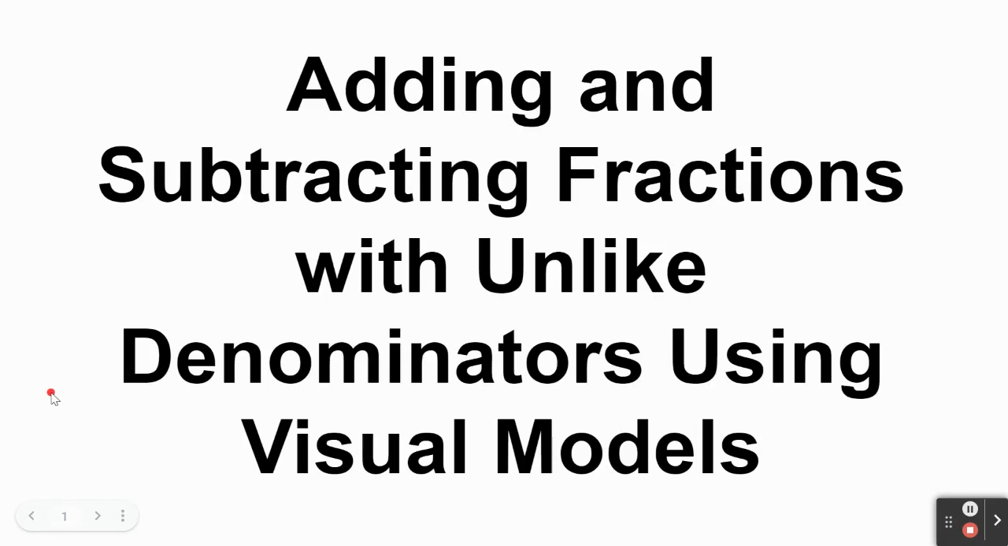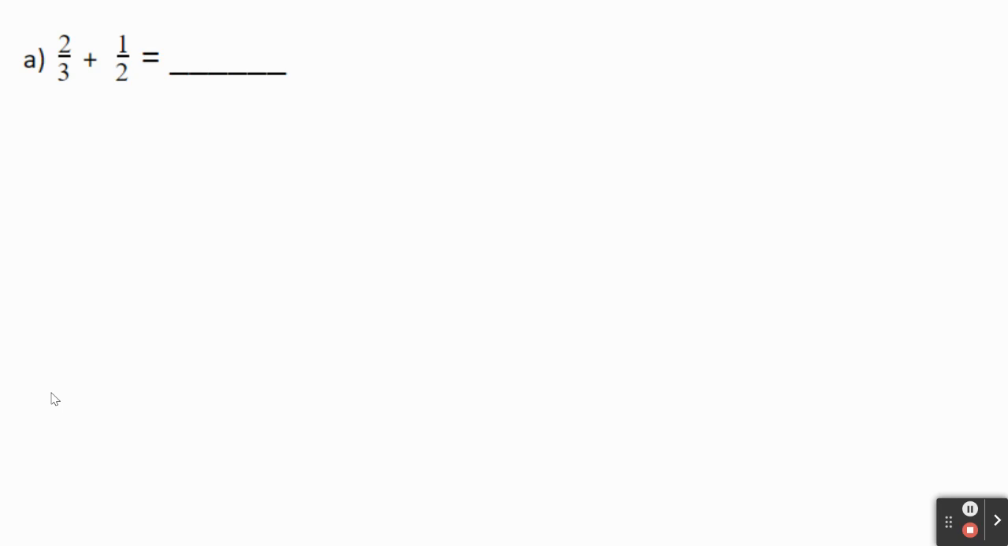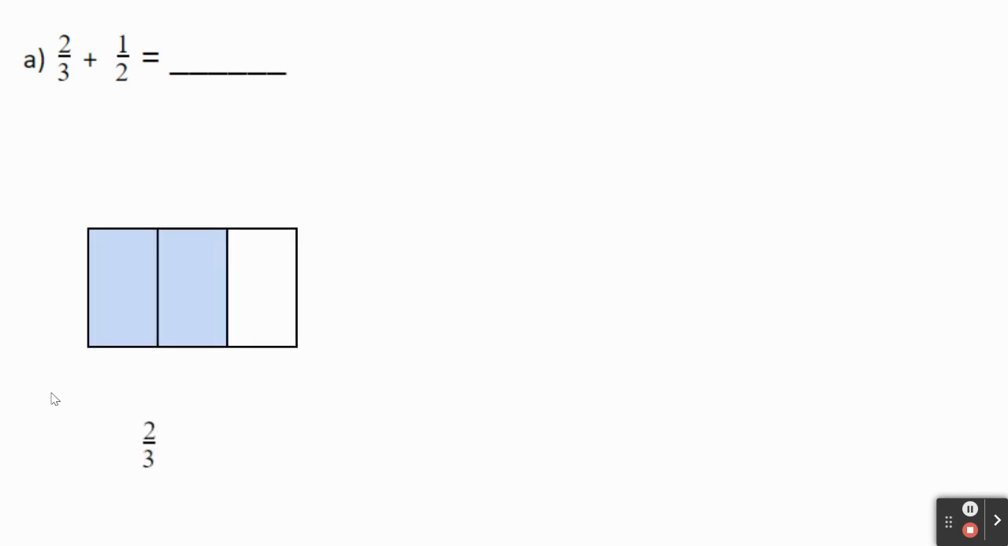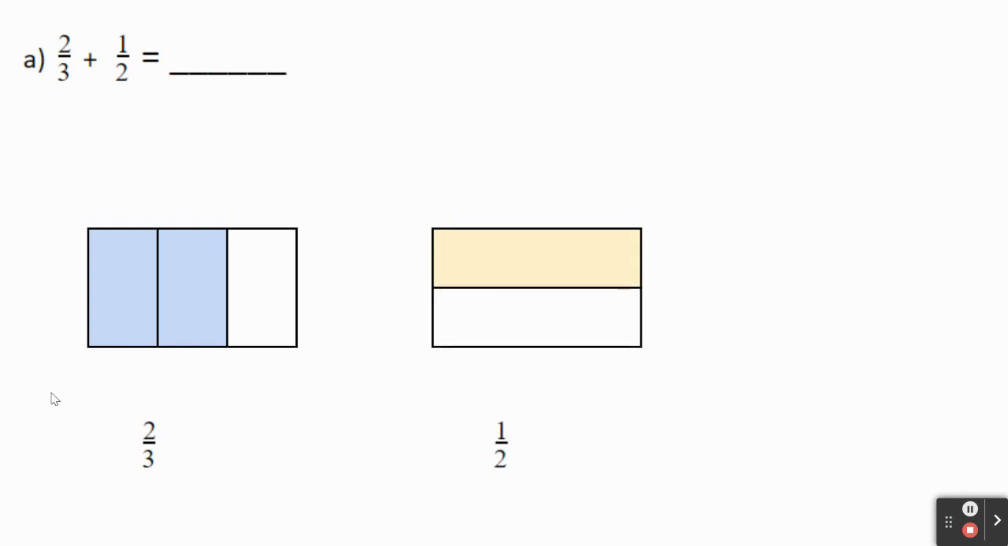Today we'll be adding and subtracting fractions with unlike denominators using visual models. First, let's add 2/3 plus 1/2. We'll first represent each of these fractions using visual models. Let's represent 2/3 by shading in 2 out of the 3 parts. We're adding this to 1/2, which means that we'll shade in 1 out of the 2 parts.